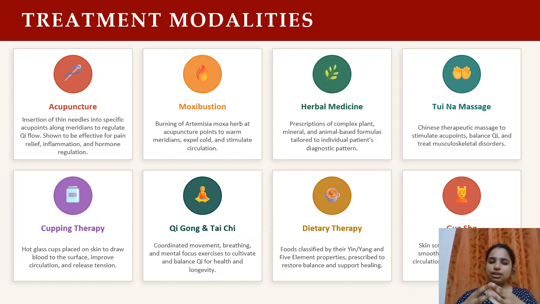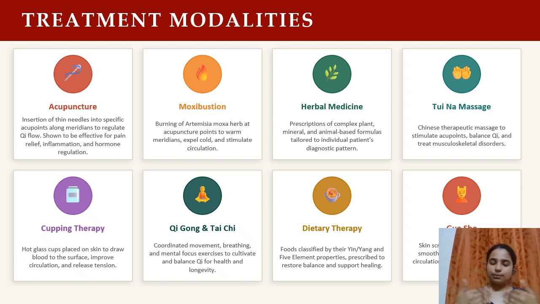Next one is Tai Chi. Tai Chi is a system similar to that of yoga, where we have rhythmic breathing as well as rhythmic body movements. This is for health maintenance or the longevity of life.